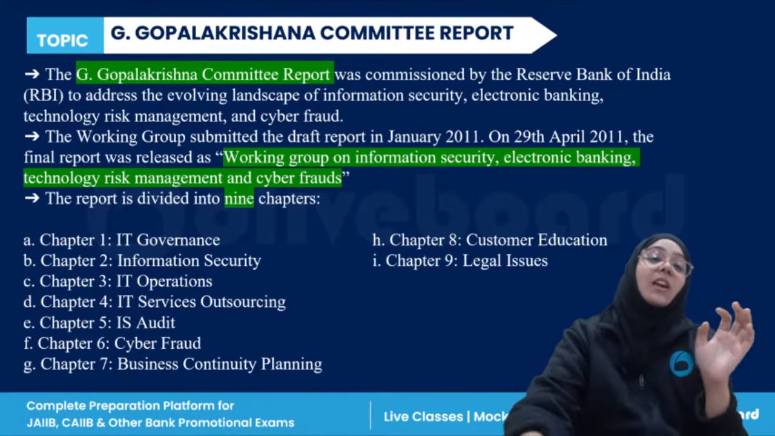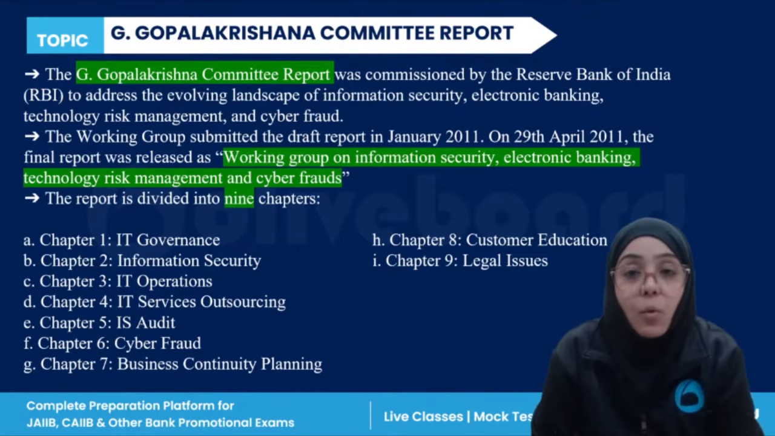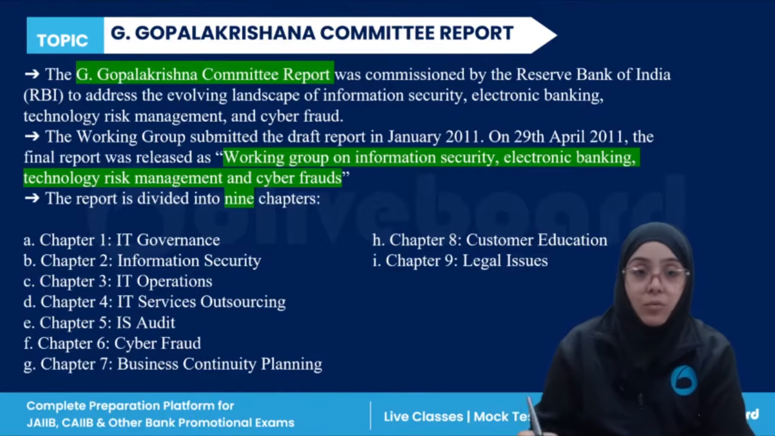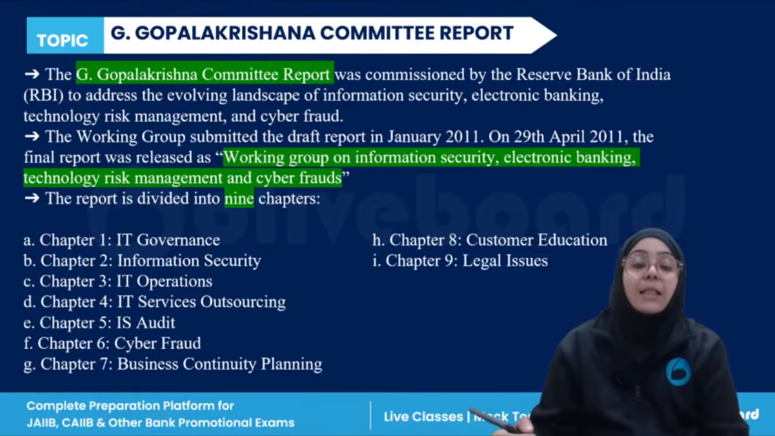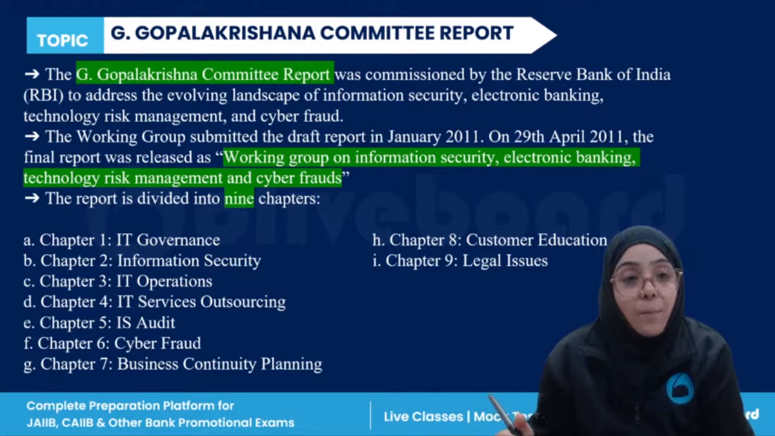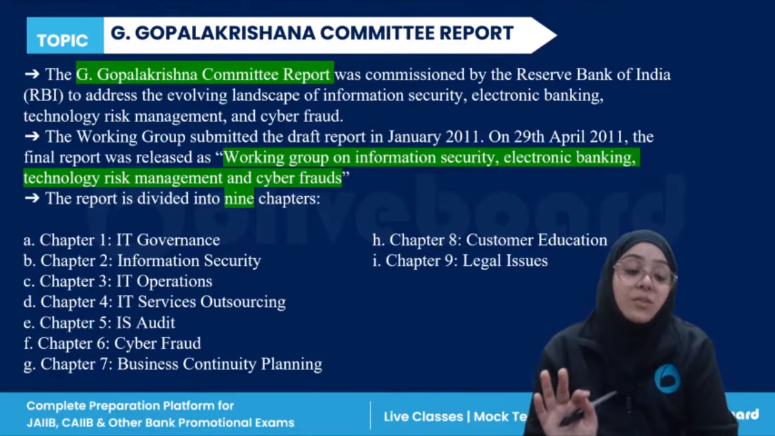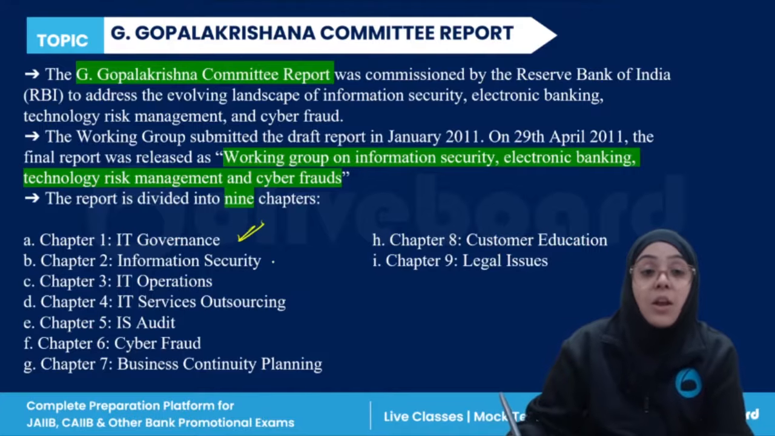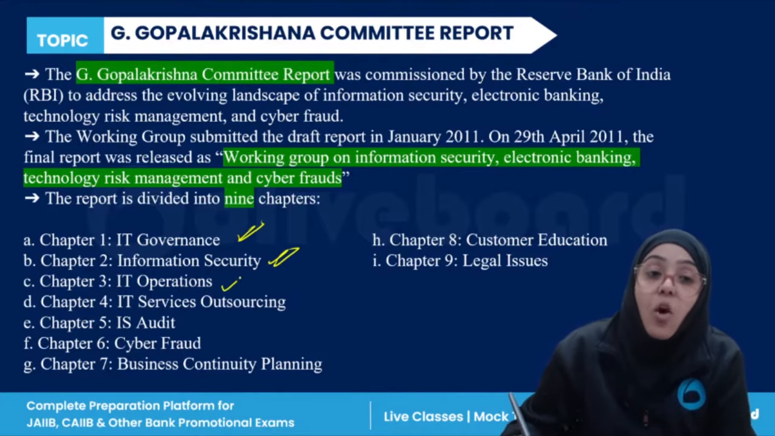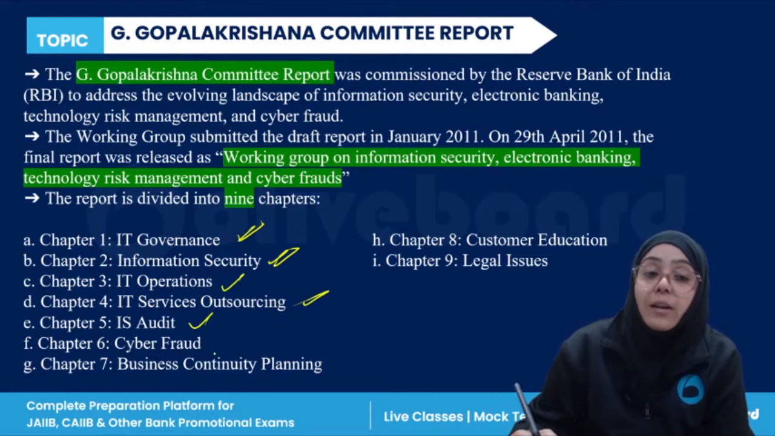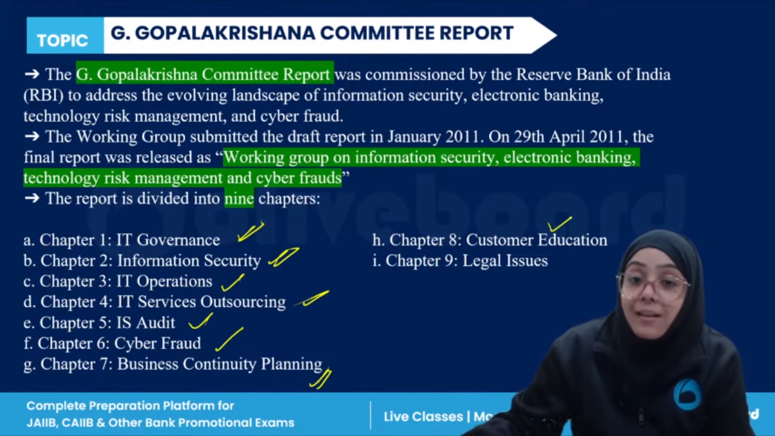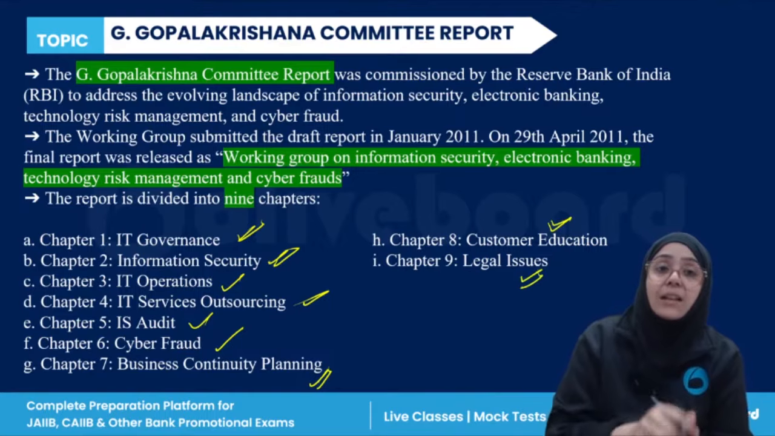Now the last thing is the Gopalakrishna Committee report. The Gopalakrishna Committee report was commissioned by the Reserve Bank of India, right? And this report has 9 chapters in it. So these are the 9 chapters. Chapter 1 is IT governance, 2 is information security, then operations, outsourcing, audit, cyber fraud, business continuity planning, customer education, and the legal issues. These are the chapters of the Gopalakrishna Committee report.